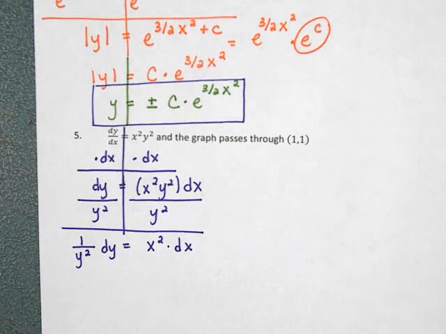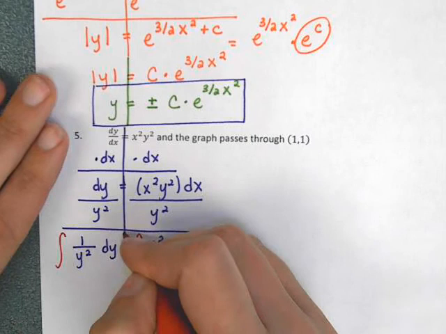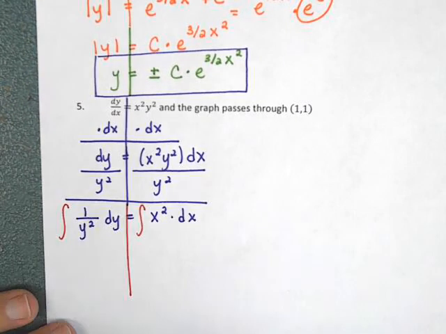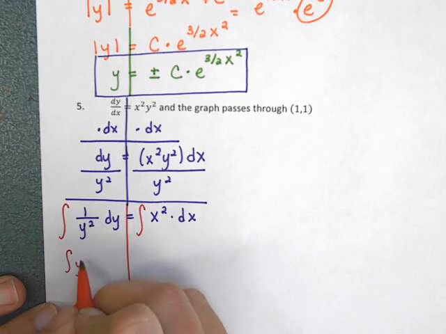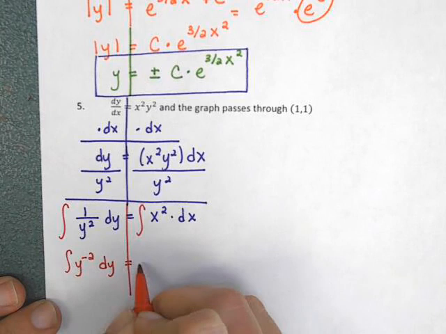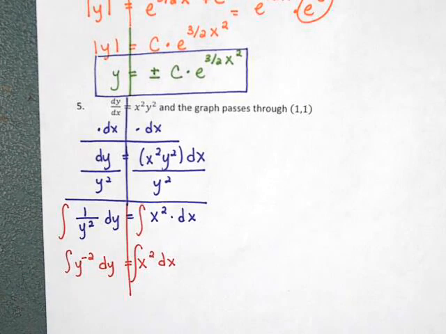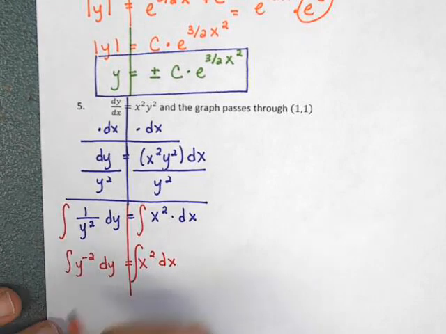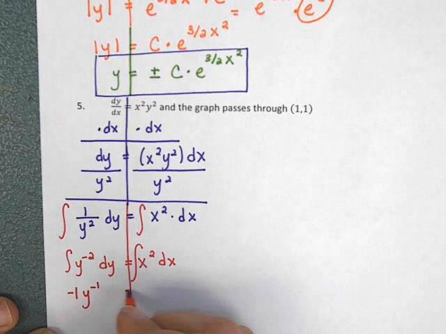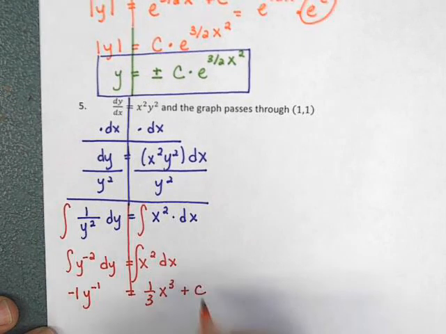Now I'm going to use an integral in order to force an antiderivative, sort of get rid of this derivative that we have. So the antiderivative of 1 over y squared I think is easier to calculate if you rewrite this as y to the negative 2 power. Then I would do the antiderivative on both sides, so I would have y to the negative 1 times negative 1 equals 1/3 x cubed plus c.